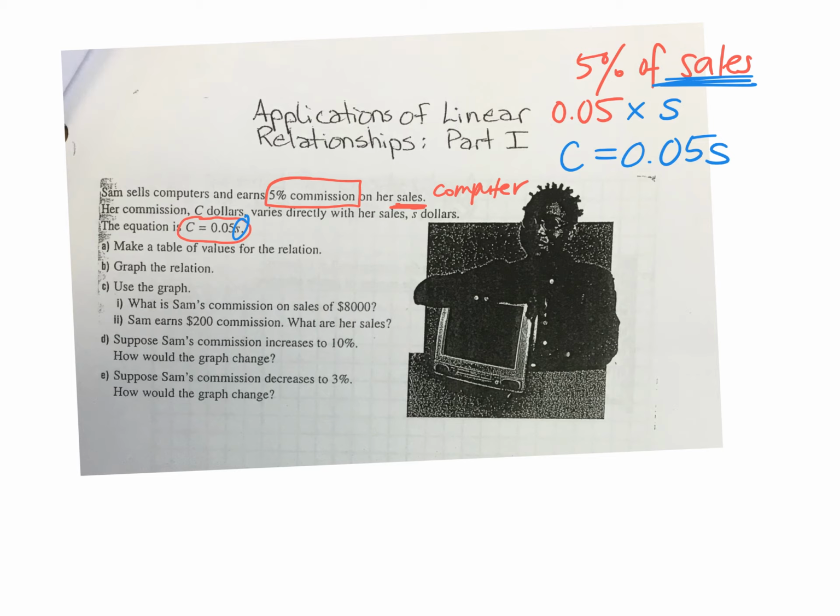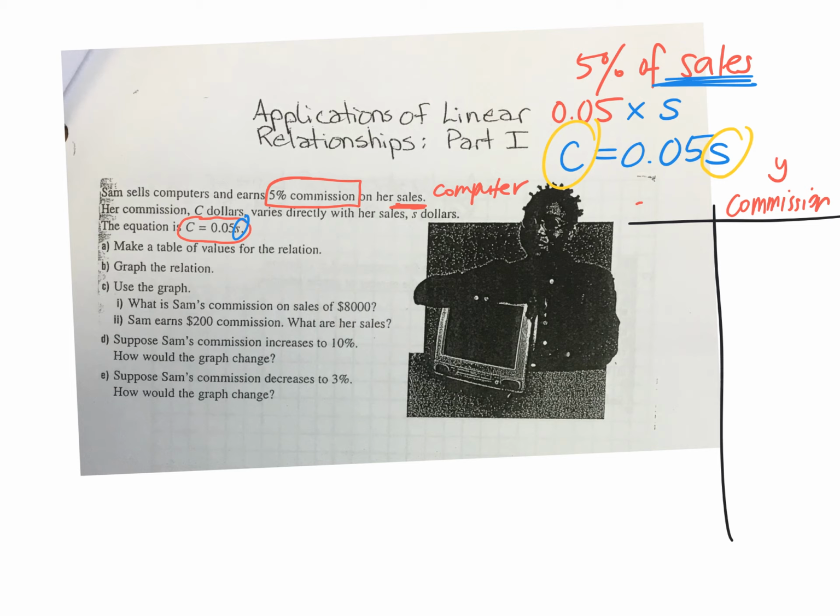So let's answer one right now. We're going to make a table of values, okay? What are we relating? What's the relationship? Look at the two variables in the equation. What does S represent? Sales. Is that independent or dependent? Does your commission depend on how much you sell? So commission would be dependent. That would be our Y, and sales would be our X, right? Sales is independent. I want you to copy the table because you're going to be creating a table.